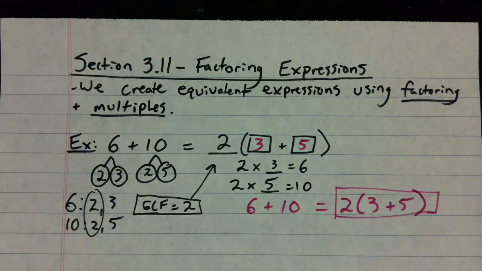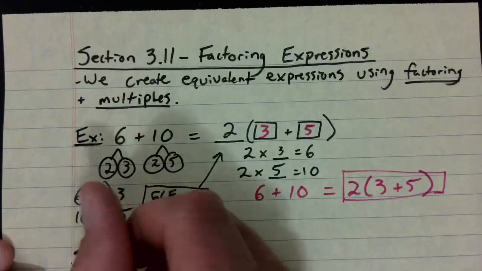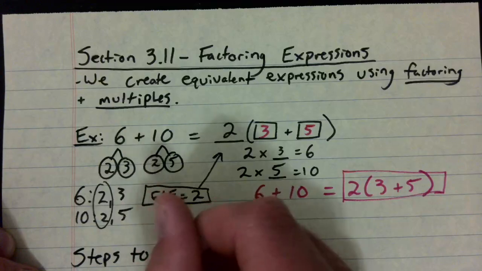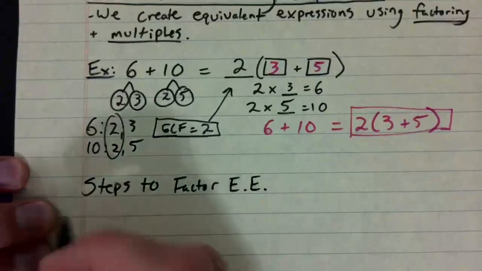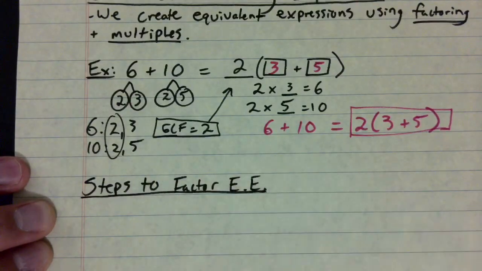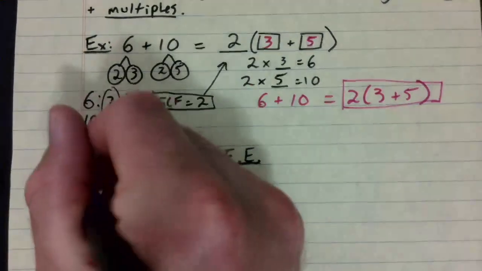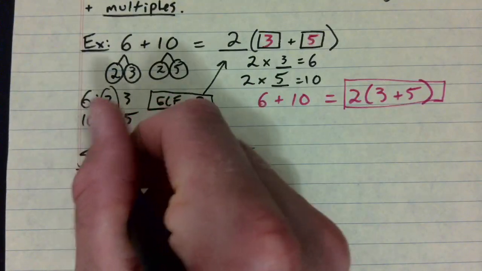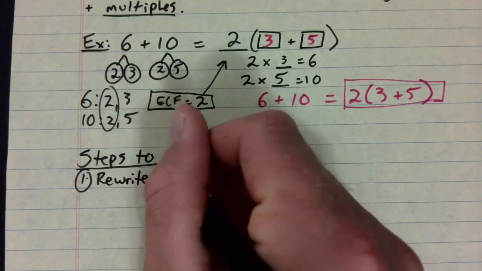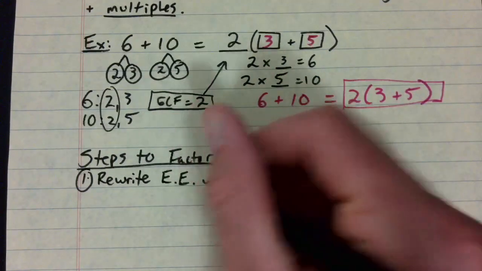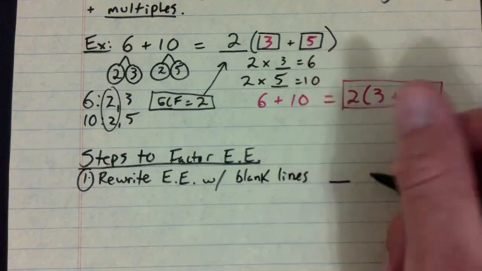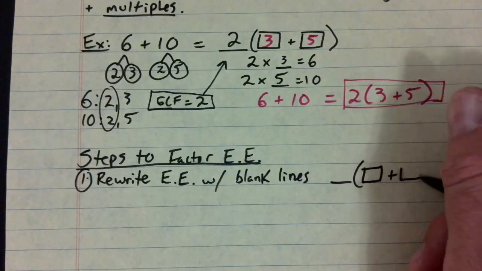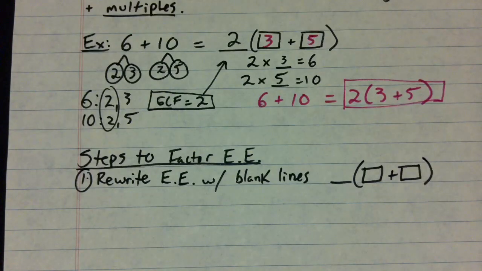That's it. So when you look at steps, there are 3 easy steps to factor equivalent expressions. And you can abbreviate EE on there. EE means equivalent expressions. We've seen that. So step 1 is to rewrite EE, your equivalent expression, with blank lines. We do that by writing a blank line times the quantity box plus box.